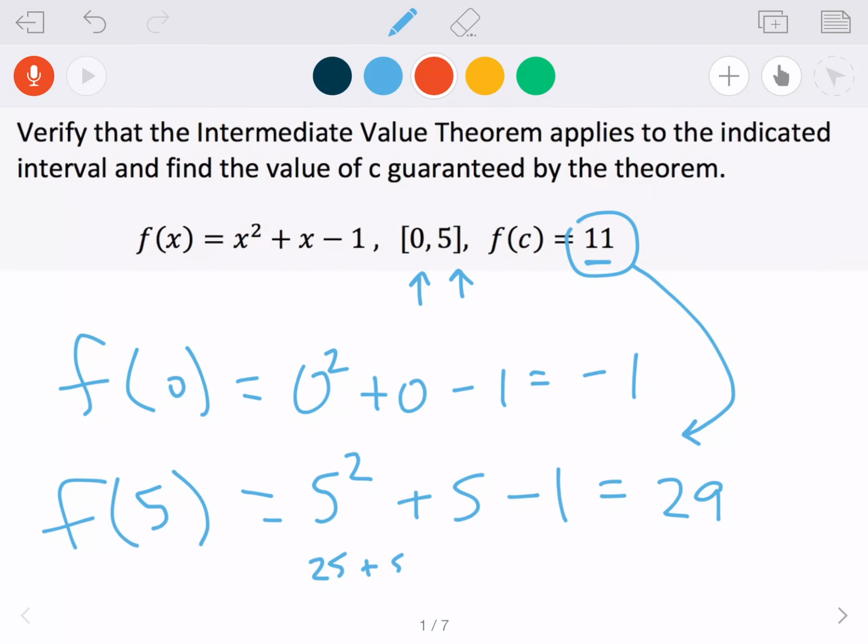Find the value of c guaranteed by the theorem. Because the intermediate value theorem applies, I know that there is somewhere that this function equals 11. So to find that value, we just solve that equation. I'm going to say x squared plus x minus 1 equals 11, and I'm going to solve that for x. This part right here is going to be the hardest part of these problems, doing the algebra to solve for x. But let's see what we can do here.